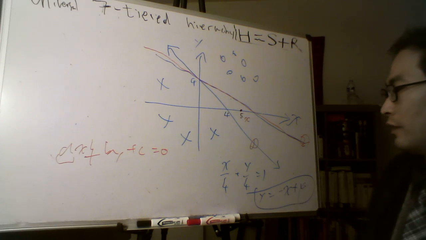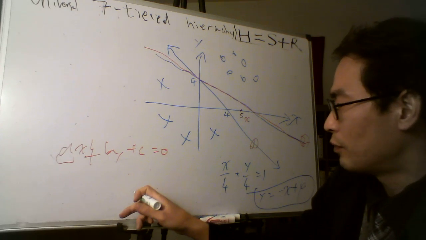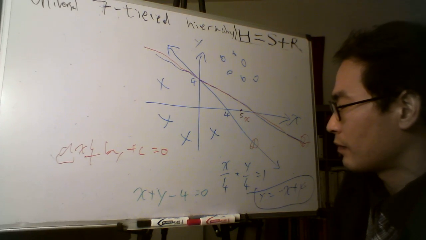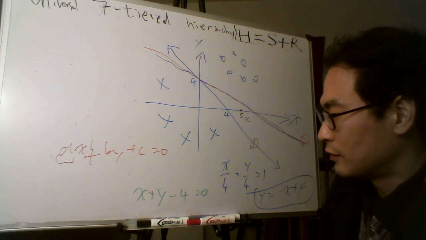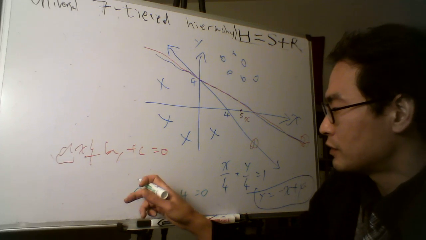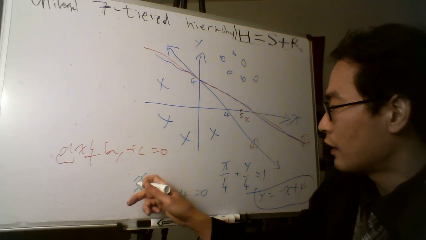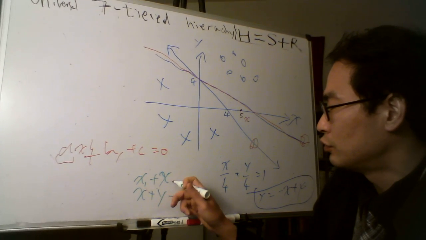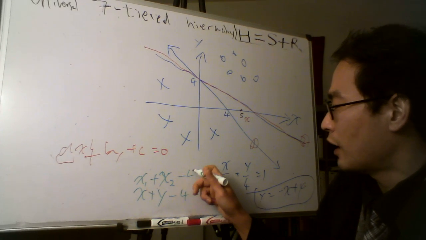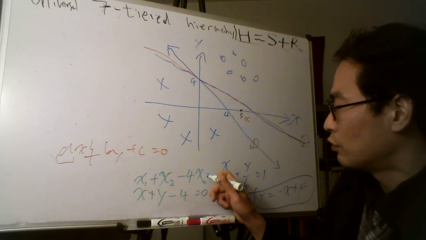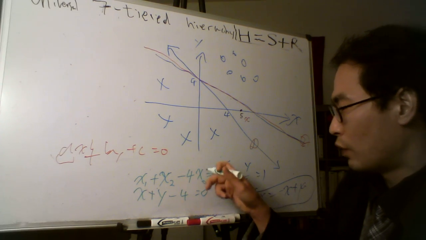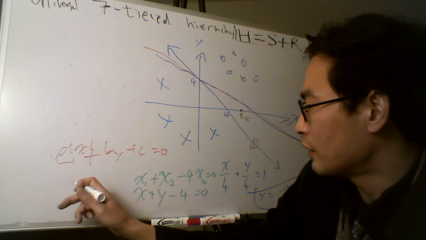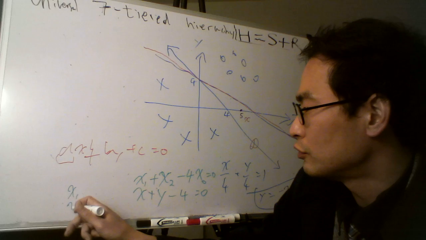Here we have, in the standardized form, x plus y minus 4 is equal to 0. The weight vector is this, and it can be said as x1 plus y, x2, minus 4 times x0 is equal to 1. Now, x0 is always 1. So now you have x1, x2.